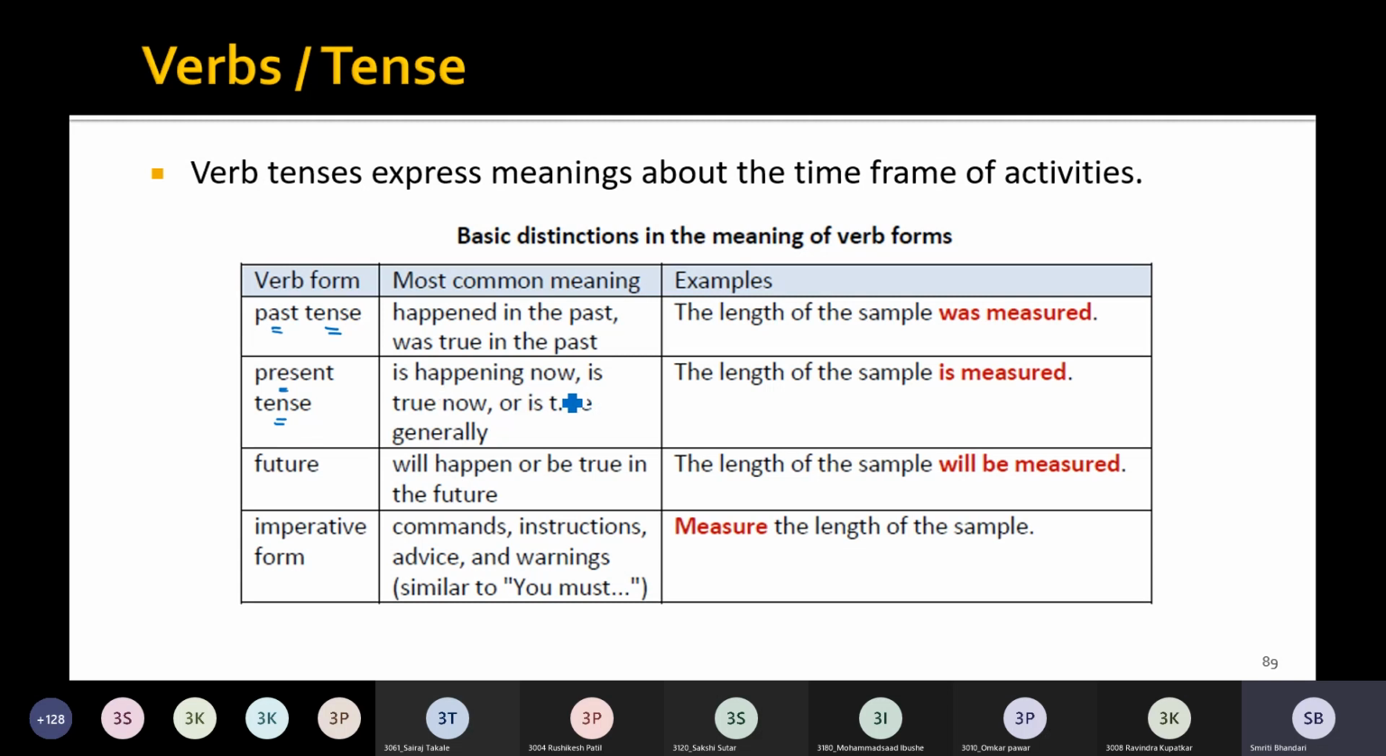Okay. If we are making use of present tense, then the meaning of this present tense is it is happening now, it is true now, or it is true generally. And this example is the length of the sample is measured. If we are making use of future tense, okay, then the most common meaning is it will happen or be true in the future. So the example is the length of the sample will be measured. If we are making use of imperative form, then the most common meaning is commands, instructions, advice or warnings. Okay, so the example is measure the length of the sample. So we are instructing, measure the length of the sample, right?